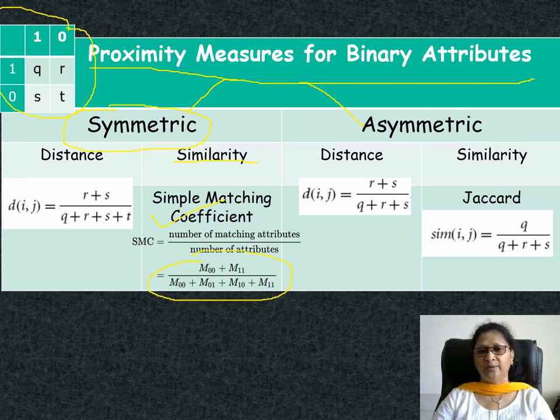That is nothing but we are taking sum of count of all the attributes at denominator, and at numerator for symmetric attributes we consider the count where both the values are 0, 0 and both the values are 1. And when we are computing distance, we consider either of them as 1 or either of them as 0, that is r plus s divided by sum of all. And if we are considering asymmetric binary attributes, then we use Jaccard index for computing similarity. And distance is 1 minus similarity, which results in this formula.